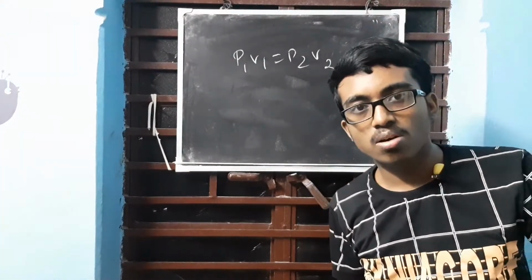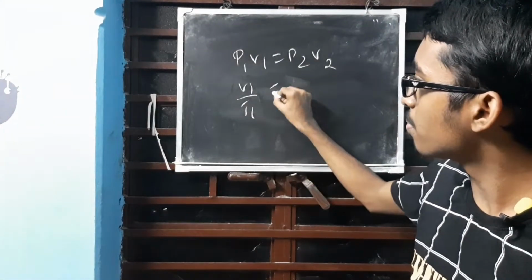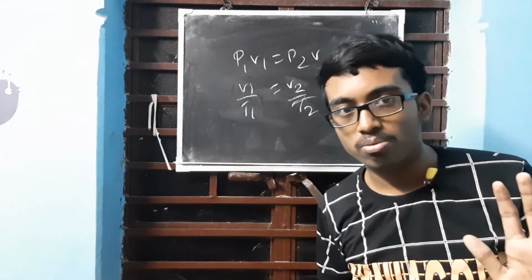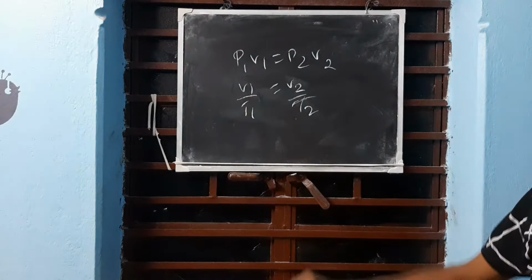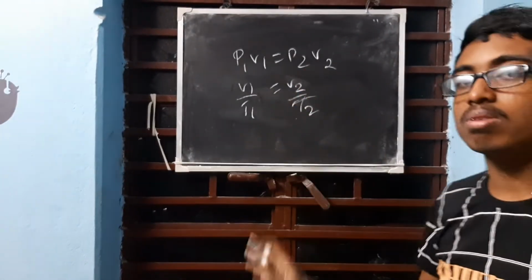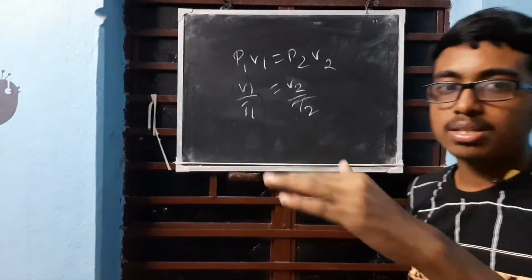What was Charles' law? The volume temperature relationship, right? In the same way, V is directly proportional to T, so V by T will also be equal to K. V1 by T1 will be equal to K, and V2 by T2 will also be equal to K. So these two were the laws that we had learnt in the previous class.